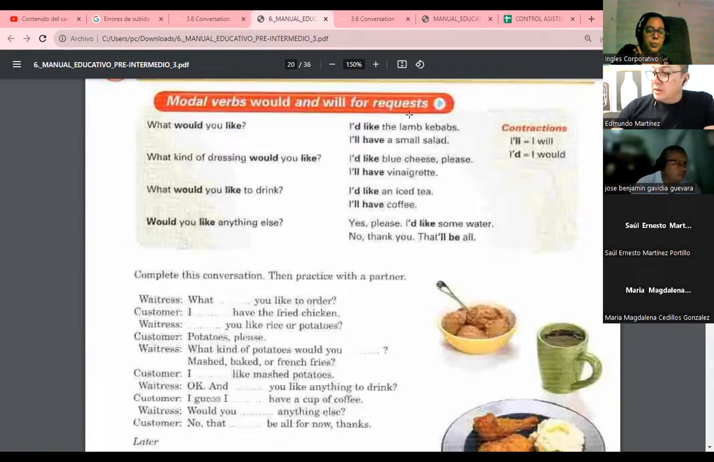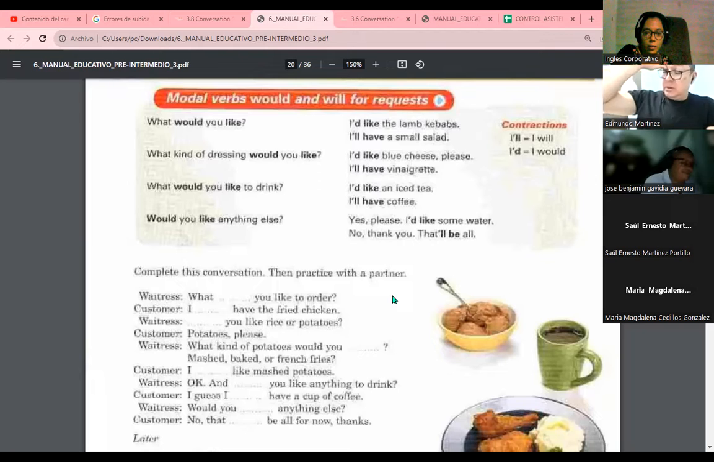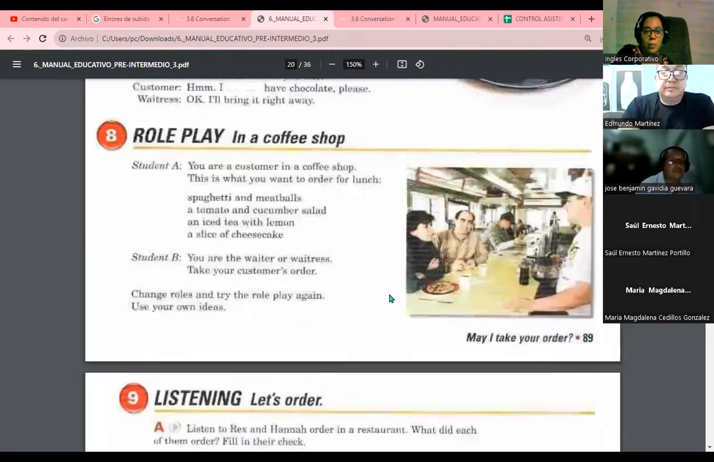Bueno. Después, vamos a hacer este role play. Vamos a utilizar 2 minutos para practicarlo. Solo dos. Léalo, please. You are a customer in a coffee shop. This is what you want to order for lunch: spaghetti and meatballs, a tomato and cucumber salad, an iced tea with lemon and a slice of cheese.